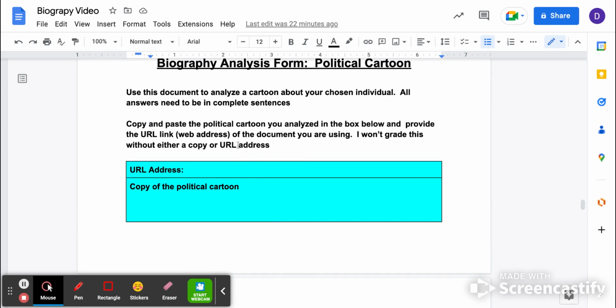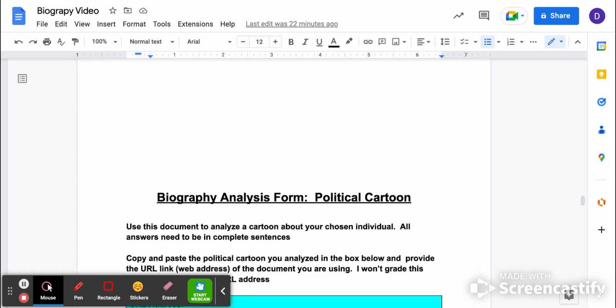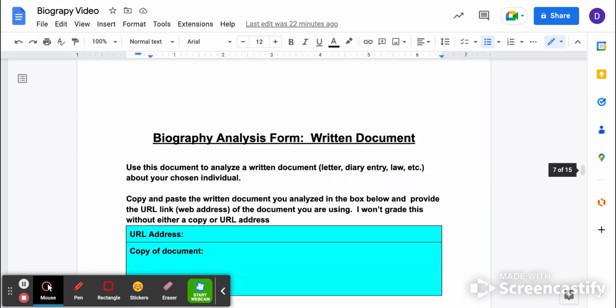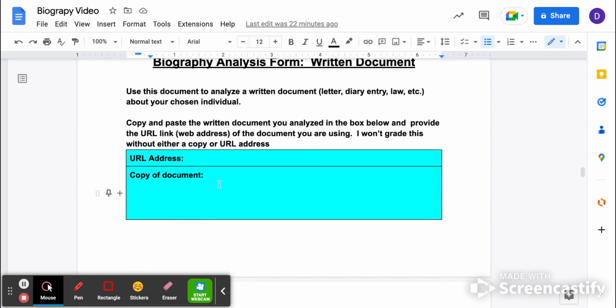For both of them, what you have to do, I won't grade it if you don't do it. If you used a political cartoon, you're going to cut and paste and put the political cartoon in this box, and you're also going to provide me with the URL of it. The URL is the web address. Same thing for the written document. You got to give me the URL. You got to give me a copy of the document. Won't grade it if you don't do it.